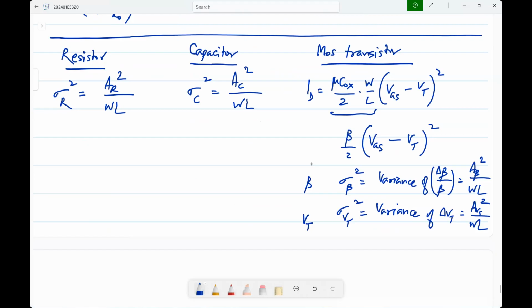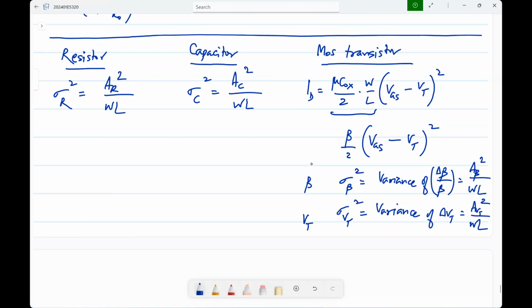This is fine. We already saw how, when you have these random mismatches, to calculate the effect on the output. We have done it for resistors and capacitors, and it's the same thing. For MOS, there'll be a little more detail that we'll look at.